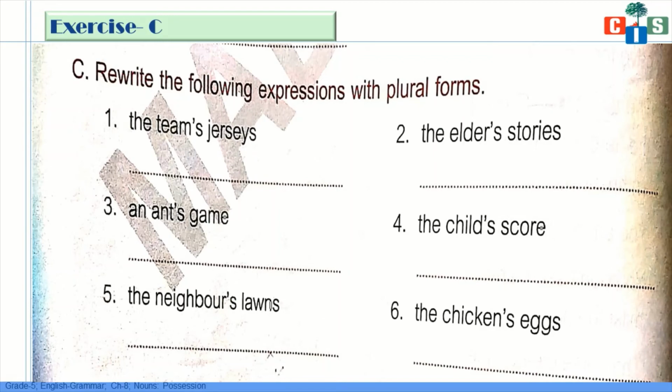We have to change this, right? What is in question? Rewrite the following expressions with plural forms. So what will be the answer? The team's jerseys. Because here we are not talking about any one team, because then this sentence will be wrong. The team's jersey, here this s will not come. First, the word team will change into plural form, then the apostrophe, because in the question it's written that we have to change the expressions with plural forms.